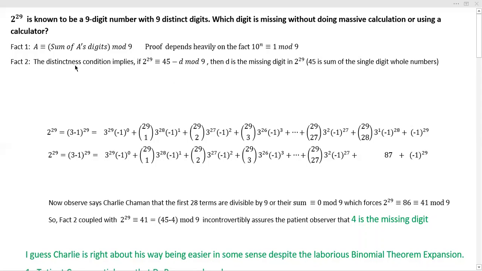And then this distinctness condition implies this statement right here. Now, 2 to the 29th is congruent to 45 minus d, where d is the missing digit. Simple example, if 0 is the missing digit, well then that would be congruent to 0. 45 is divisible by 9, right? And if d were 1, the sum of the digits would be 44. All right, so if you get 2 to the 29th congruent to 44, for example, you would know that the missing digit was 1.